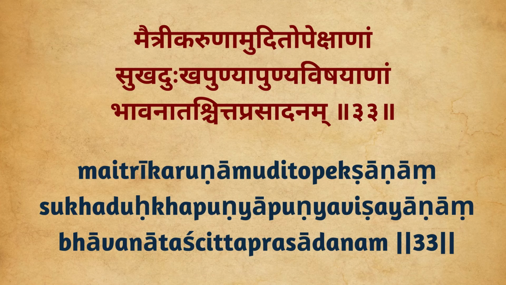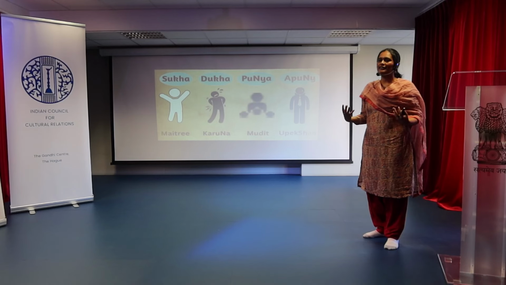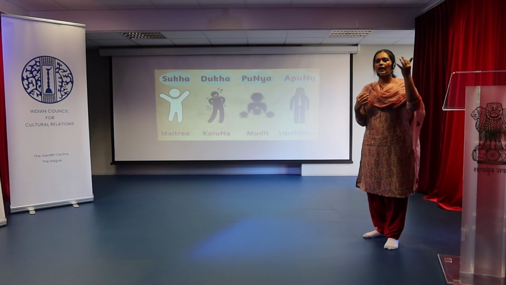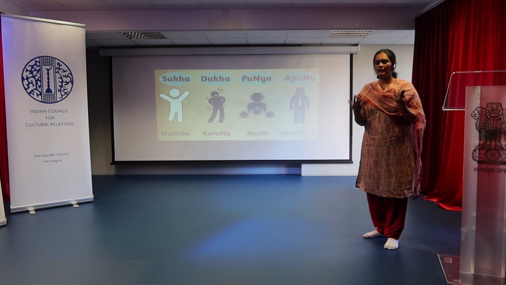Maitri, Karuna, Mudita, Upekshanam, Sukha, Dukha, Punya, Apunya, Visheshanam. So we will usually see 4 kinds of people around us. Some are sukha, that is, they are very happy. When they are happy, a range of emotions can arise in me. When I see a happy person, a range of emotions has the possibility to arise in me.